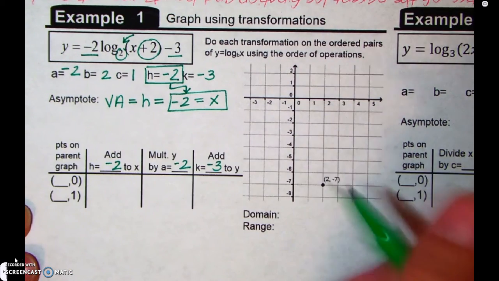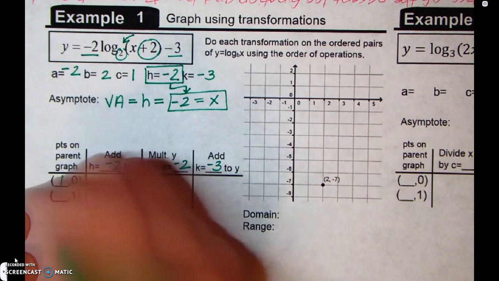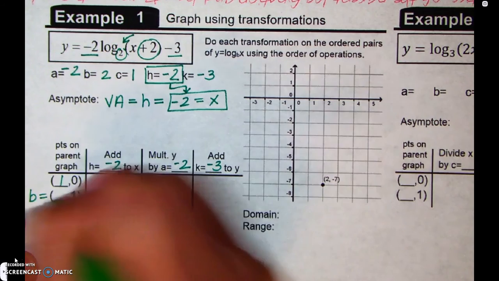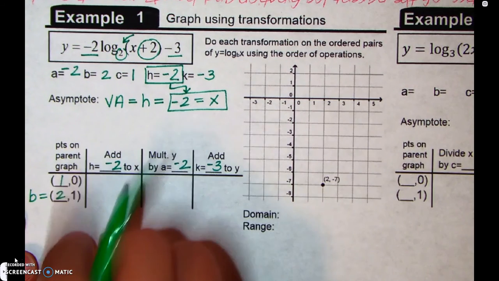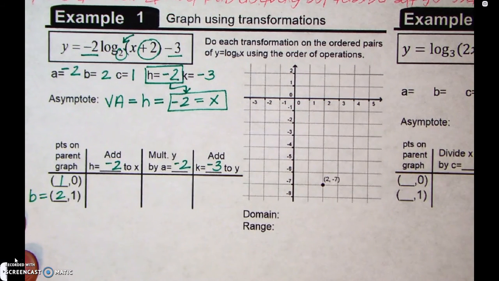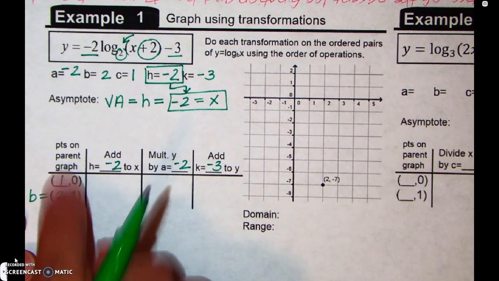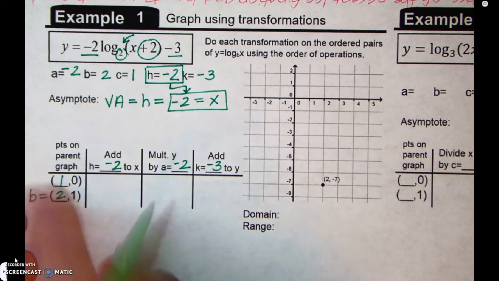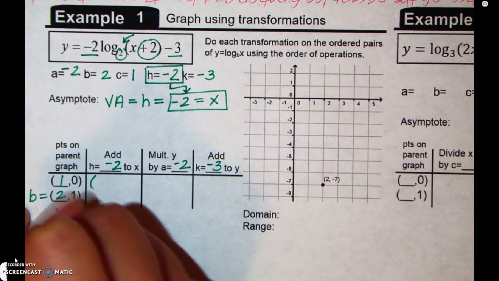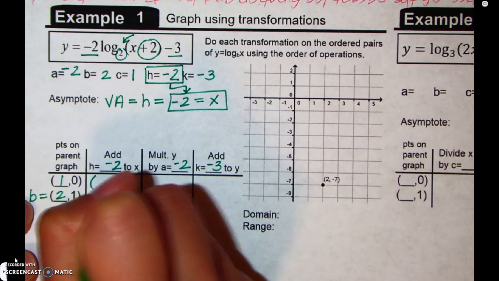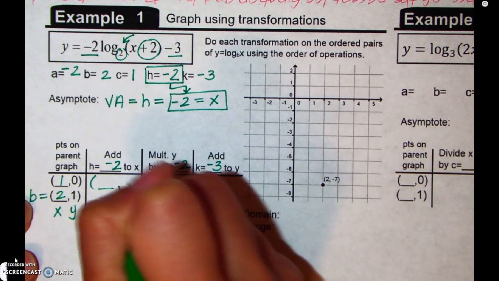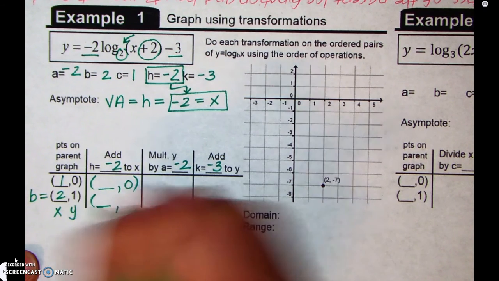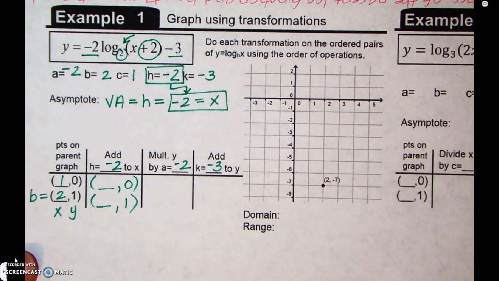So we know that the points on our graph are always (1, 0) and (B, 1). In this case, we know B is 2. So these are our starting points on our parent graph. Okay, if we were looking at our parent graph, we would start with these 2 points. It says add -2 to our x value. So I know that this is my x and this is my y. So the x value is the one that's going to change. My y value is going to stay the same.